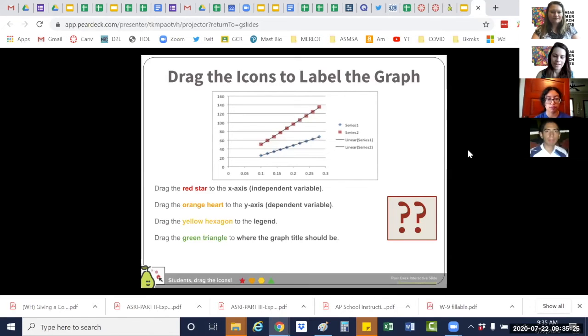So I want to see if you guys know the pieces of a graph. You can drag these icons here to label the x-axis, y-axis, the legend, and where the graph title should be. And while you're doing that, take a look at this graph and notice all of the things that are wrong with it, because there's a lot wrong with this graph.